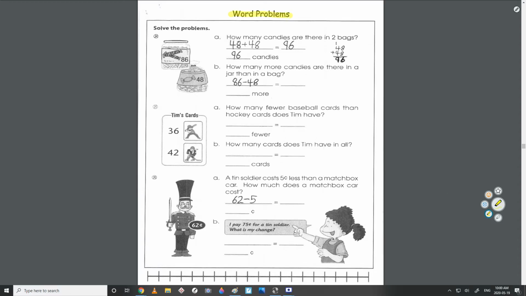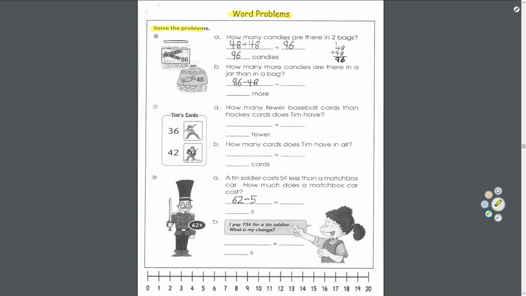Word problems. So that means there's going to be reading, and we have to figure out what kind of math we have to do to answer the question. Solve the problem. So question 24, I did part A for you. Okay, so 24A, how many candies are there in 2 bags?